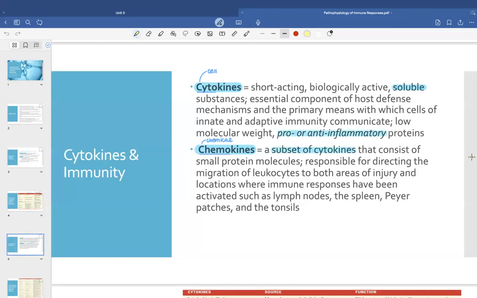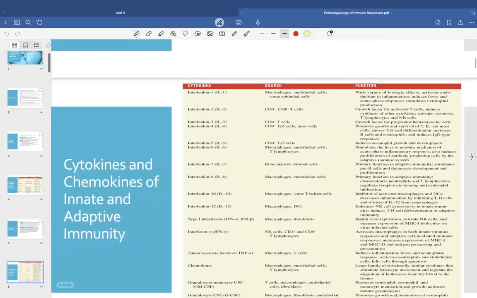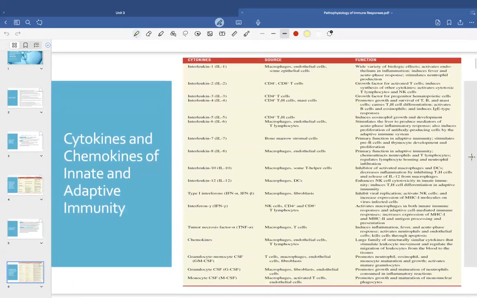Okay. And I don't expect you to memorize this whole chart that's in your textbook. There are, and we went over this in AMS, multiple interleukins. Okay, and you can see they come from different white blood cells. Some of them are secreted by macrophages, some are secreted by lymphocytes.